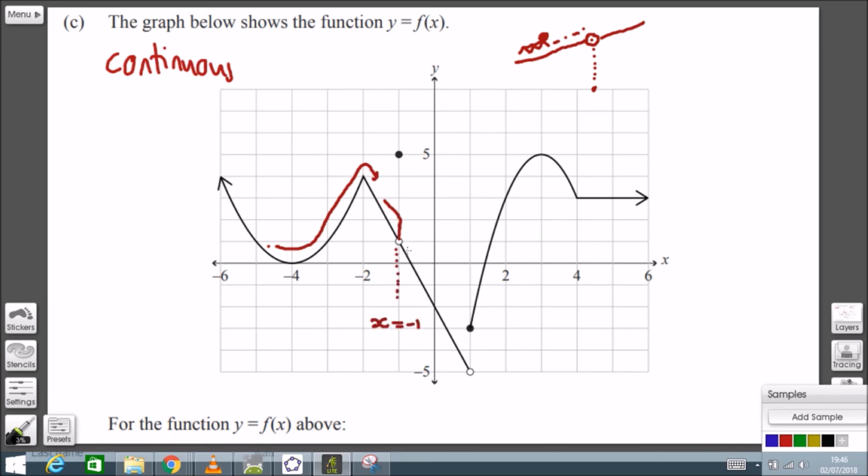Here's another one where you'd fall through, but there's also another rule that is broken here, and that is you have to be able to draw this function without lifting your pen off the paper. So I'd have to jump up here to continue drawing my function. So for that reason also, this function is not continuous just here.